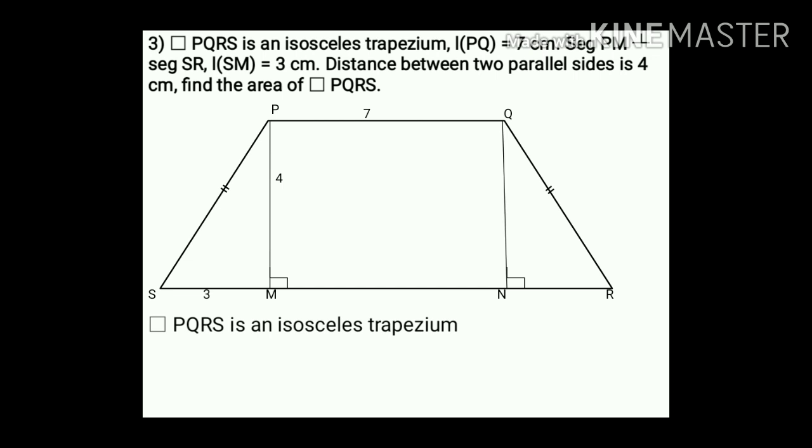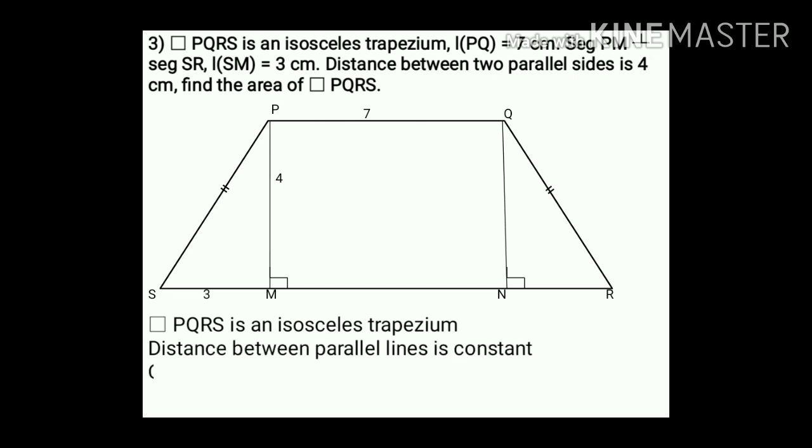And PQ is one parallel side. Its measure is given 7, and another parallel side is SR. That measure is not given. And SP and RQ, these two are, children, non-parallel sides, but those two are congruent. That's why this trapezium is called an isosceles trapezium. Quadrilateral PQRS is an isosceles trapezium. Okay, children, why isosceles trapezium? Because non-parallel sides are congruent.